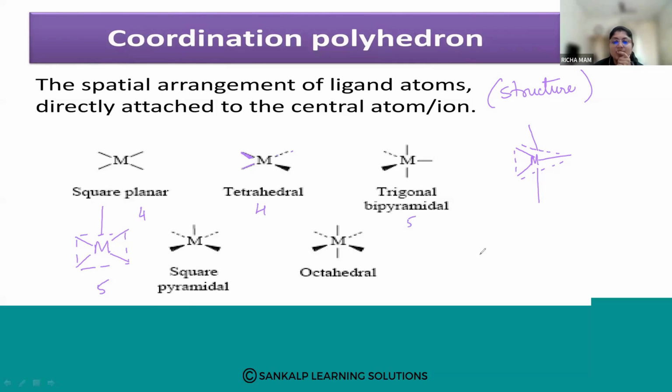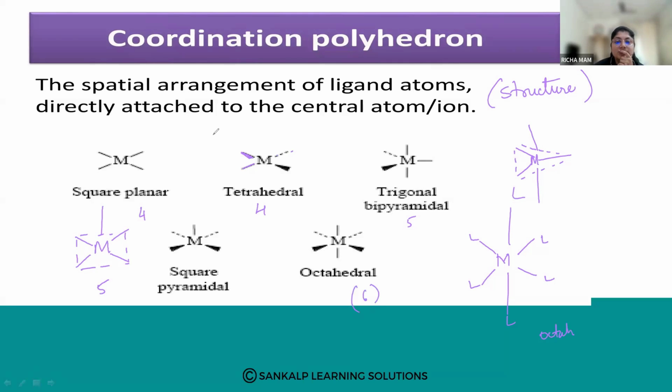And octahedral is what? Again, the metal is in the center, at the four corners you have four ligands, and one is above and another is below. So this is octahedral geometry, when you have six ligands.